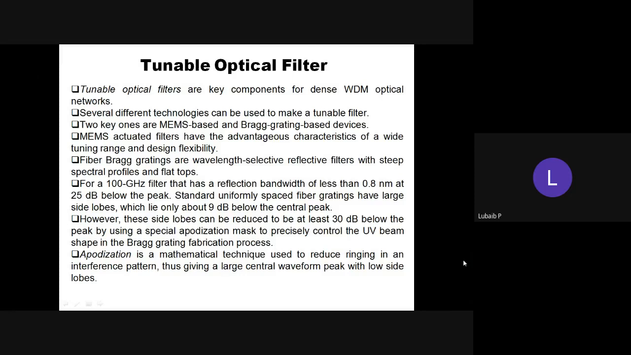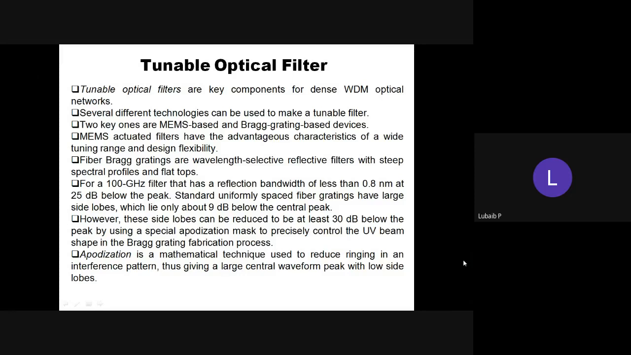For a 100 gigahertz filter, that is a reflection bandwidth of less than 0.8 nanometer at 25 dB below the peak. Standard uniformly spaced fiber gratings have large side lobes, which lie only about 9 dB below the central peak. I think all of you are familiar with the term side lobes from antenna theory. However, these side lobes can be reduced. The presence of side lobes is undesirable because we have to minimize the side lobe powers.